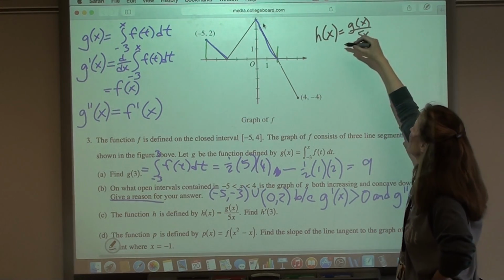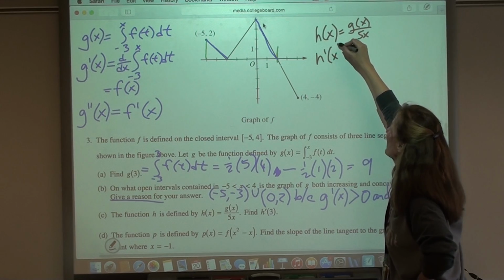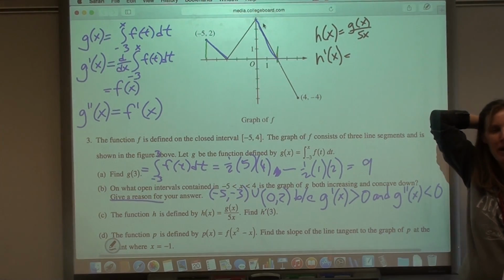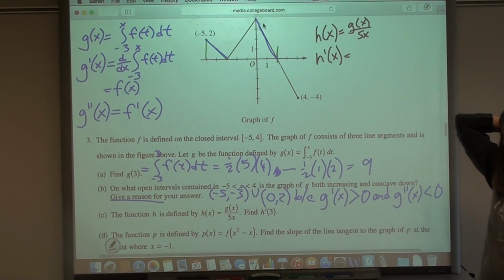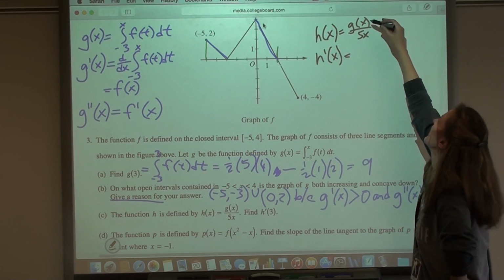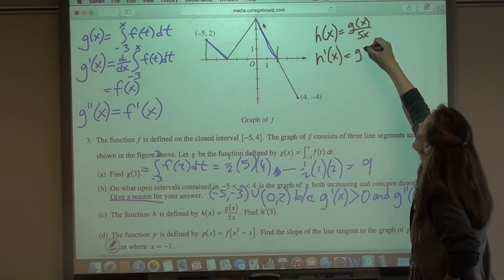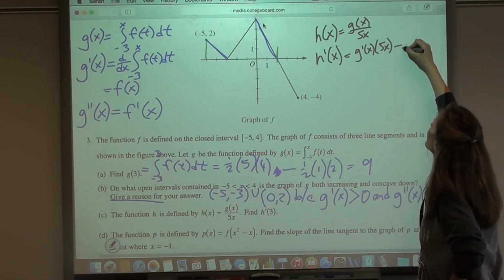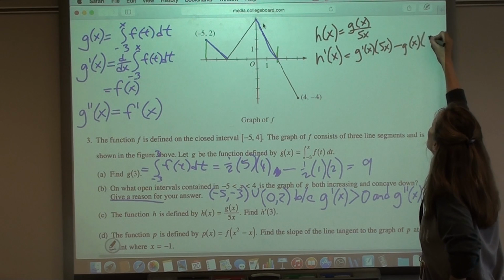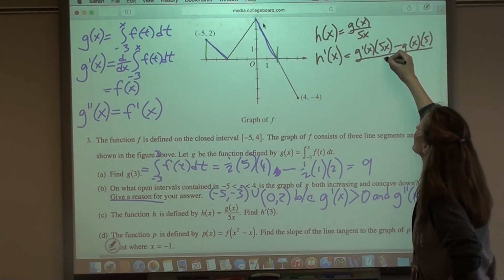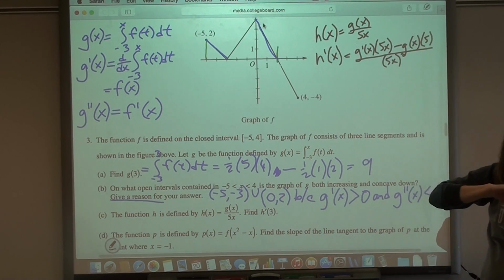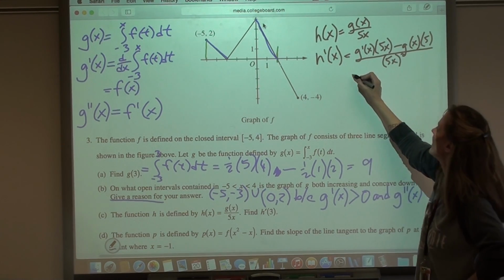Find h prime of 3, so we need h prime of x. What rule do we have to use? Quotient rule. For quotient rule, do we differentiate the top or the bottom first? Top. So g prime times 5x minus g times 5, all over 5x quantity squared. Okay, and you can clean it up if you want.